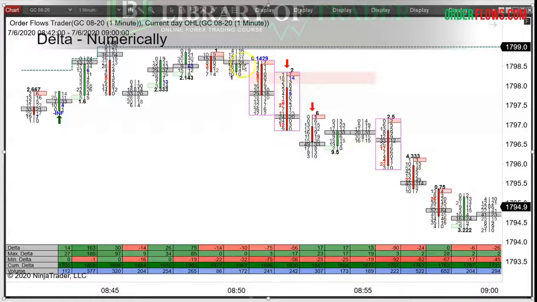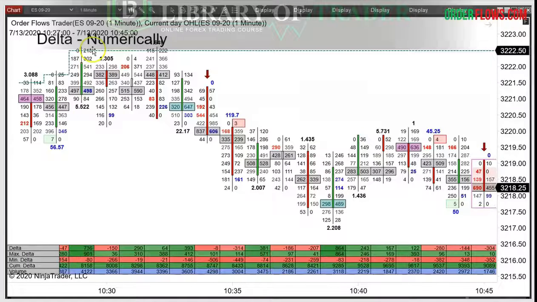Where's your buying? There's very little aggressive buying going on up here and here that's turning the delta positive. There's no max delta in any of these bars. Here you got 3, and the market sells off, a quick $3 or $4 here. That's in gold. Numerically, delta.